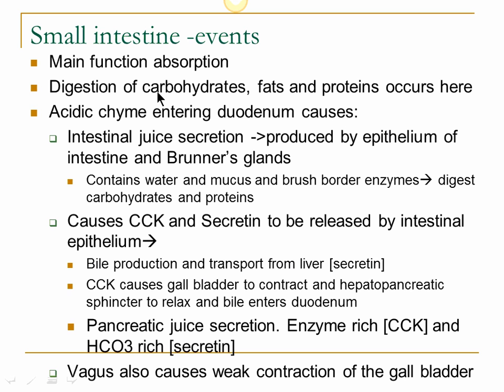And let's see how the events begin. From the stomach, remember the pH was acidic and the food was broken down into a pasty kind of fluid which was called chyme. And that chyme is acidic. It enters the duodenum, and remember, 3 ml at a time. So once it enters the duodenum, it sets about a chain of events.